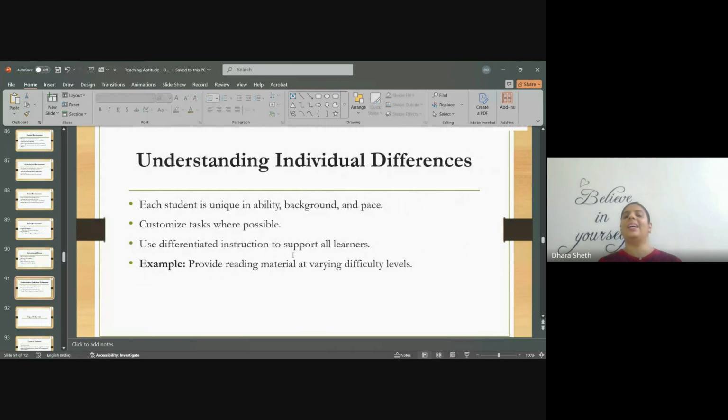Each student has unique ability, unique background and pace. They come from different homes. They have different life stories. So if possible, customize tasks wherever possible. It's not possible every time, but wherever it is possible, where you have a smaller batch, try to customize it. Use differentiated instruction to support all learners. So provide reading material at varying difficulty levels. But if it's a college curriculum, then of course the curriculum will be the same for everyone.